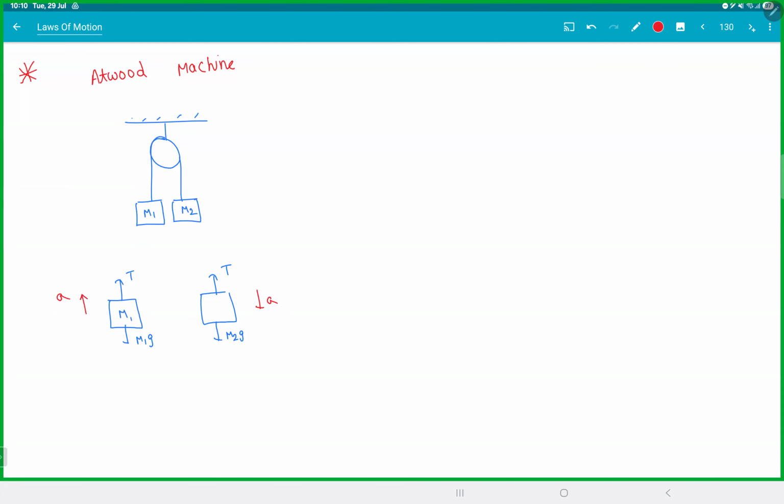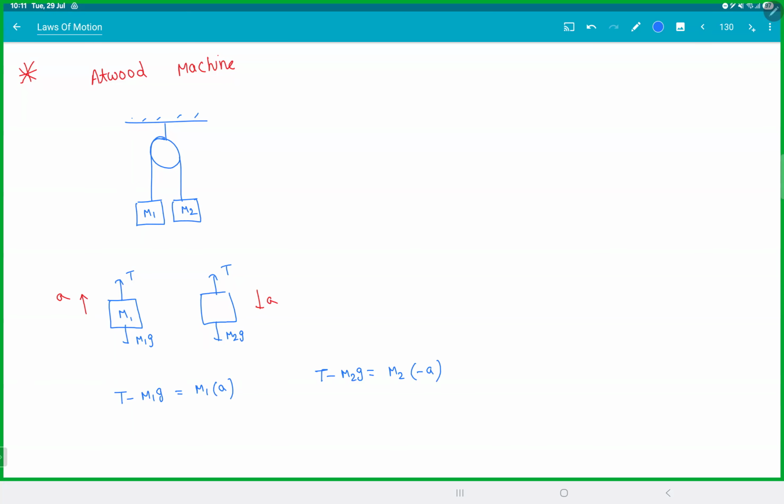That's your constraint. Step three, write the force equations. Up is positive, down is negative. Keep the sign convention simple. This will be equal to M1 into A. Here, T minus M2G is equal to M2 into minus A because it is going down. Getting it? If you have another way of doing it, that is also fine. But keep the convention simple. Don't get confused. Up is positive, down is negative.